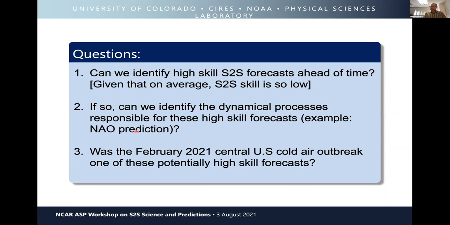It's really probably too low on average to be used in many circumstances, but clearly the case-to-case events can be skillful. If we can do that, can we in particular identify the dynamical processes responsible for these high skill forecasts so that we have some confidence in where that prediction of high skill is coming from? And the example I'll use here is for NAO. And finally, to focus on a single event was the recent cold air outbreak in the central US, one of these potentially high skill forecasts.